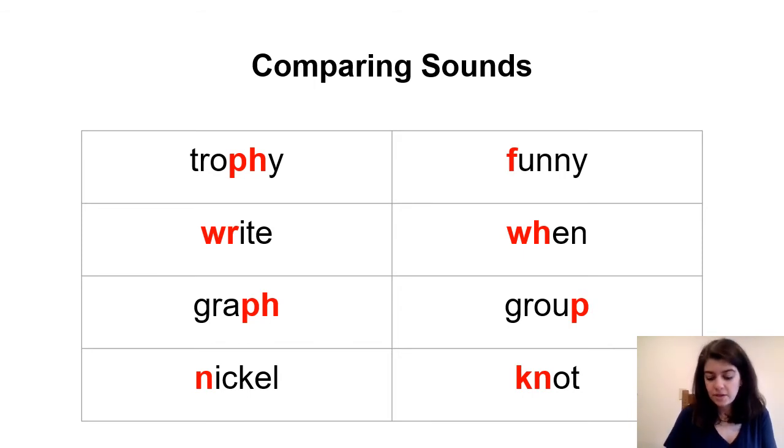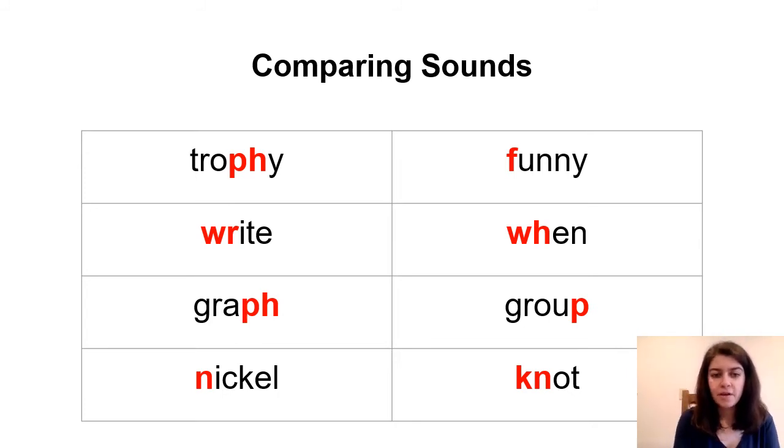For this activity today, I want to make sure that I'm trusting my ears and not my eyes. My eyes would tell me those sounds are different. My ears tell me they're the same. Listen to your ears. Let's look at the next ones. Write, right. When, when.